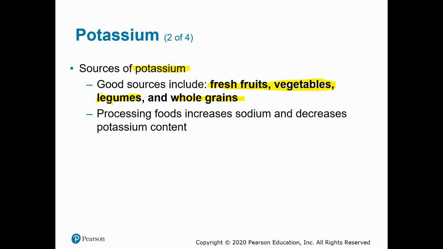Processed foods tend to increase sodium concentration because sodium is a preservative, and people have come to really like the taste of sodium. Processed foods tend to lose potassium content. So again, in the standard American diet, we tend to have too much sodium and too little potassium. And the reality is we actually need twice the potassium relative to the amount of sodium that we get.